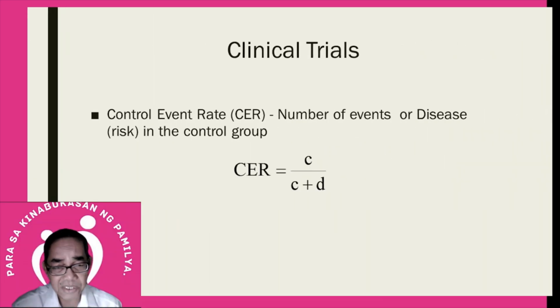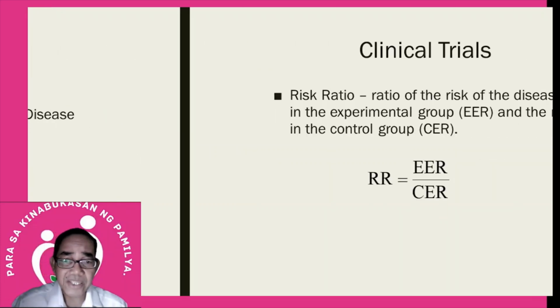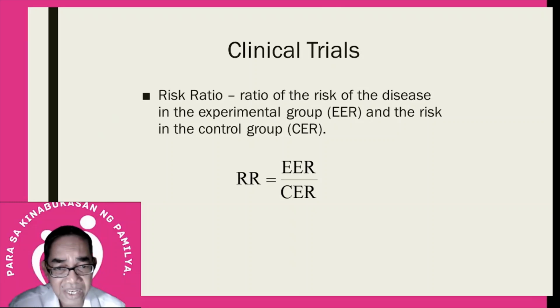And then this is the control event rate, CER, the number of events among people in the control group. The C and the D are people given the placebo who among them will still have the disease. This is the control event rate, or the same formula as the incidence of the disease among the unexposed. And then we get the ratio. So this is the numerator, the experimental event rate, and the denominator, the control event rate. Very much like the risk ratio formula for a cohort study.